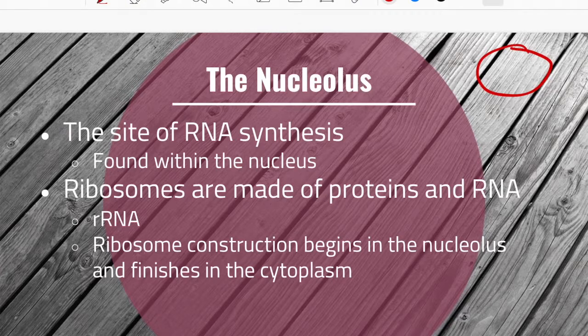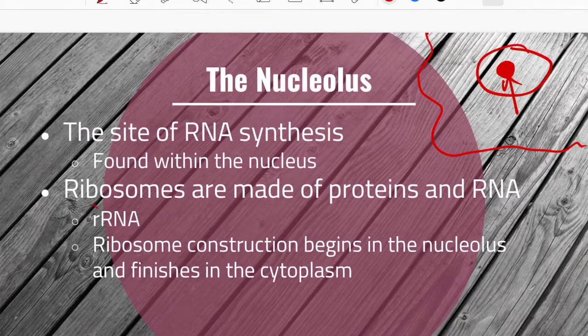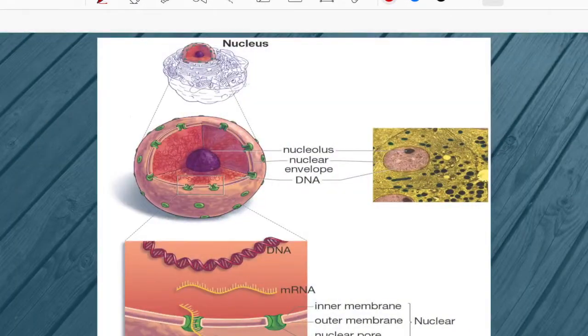So if this is your nucleus, there's going to be a darker portion in the middle of it. This is your cell, and then your nucleus, and then your nucleolus, the condensed portion in the middle. This is where ribosomes are made, and also RNA. Ribosomes are made of ribosomal RNA, or rRNA, and these are made in the nucleolus. Ribosomes are extremely important because they allow us to make proteins.